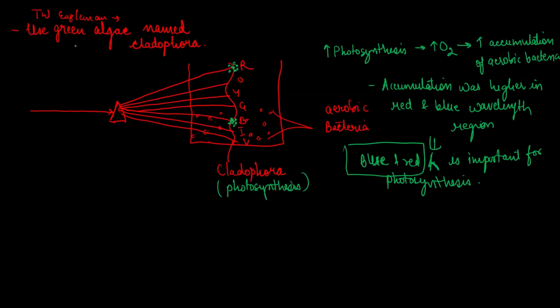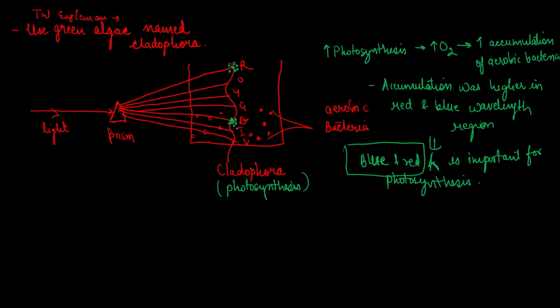He used a green alga named Cladophora as his model organism for the experiment. He used a prism, which splits white light into rays of different wavelengths. He kept the Cladophora in a solution in which there were aerobic bacteria present. The red color here represents the aerobic bacteria.